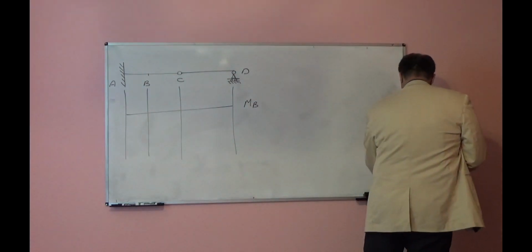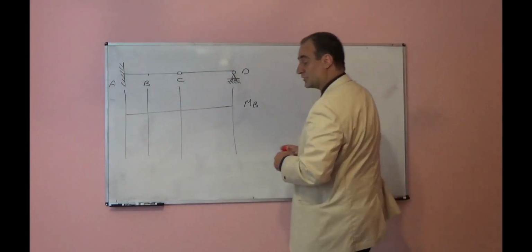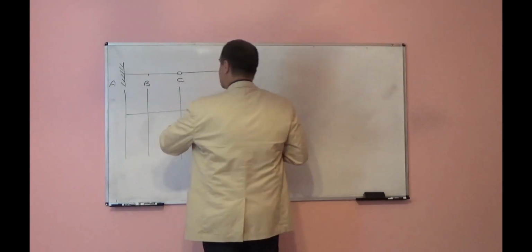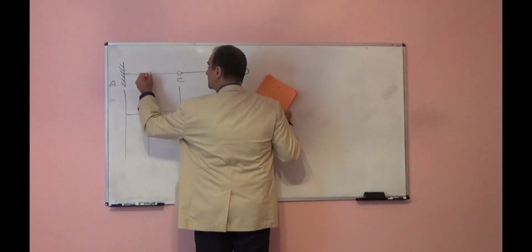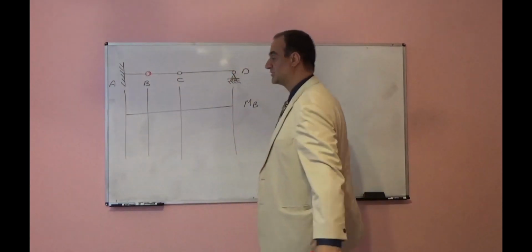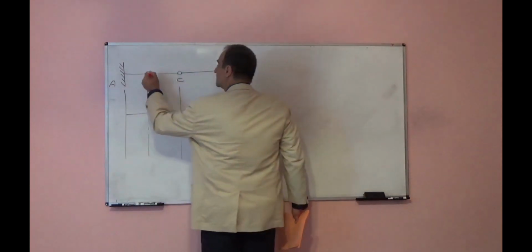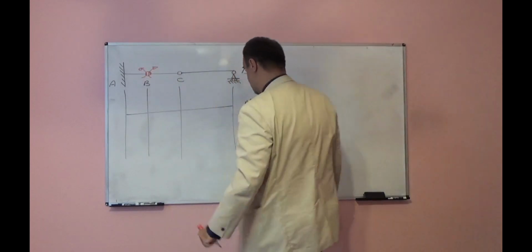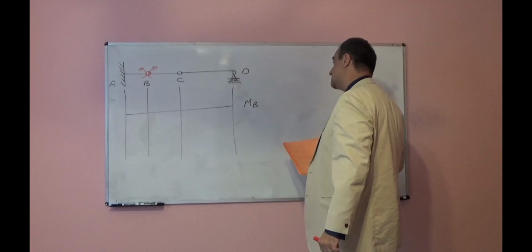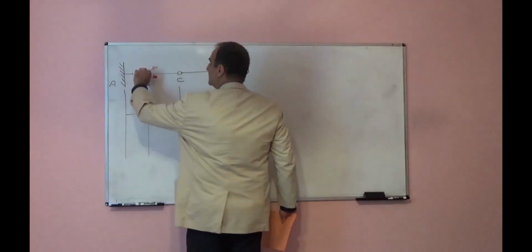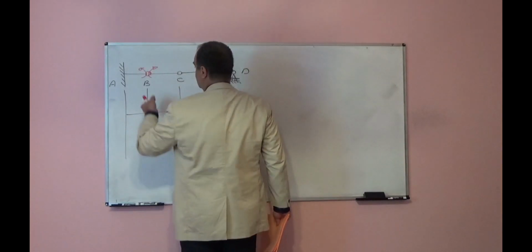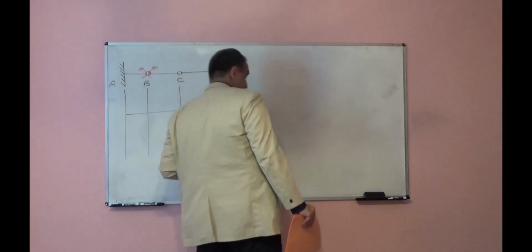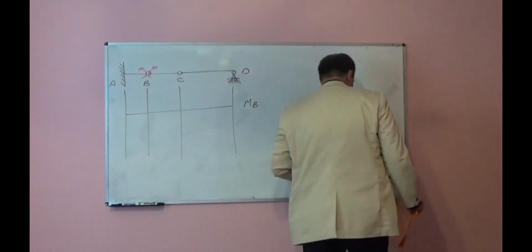First step, I should cancel or remove internal moment here at point B, so I should put one hinge over there in my brain. Then I should apply this kind of rotation. If I apply that rotation, AB part will not rotate. But if I apply this rotation, BC part will rotate.